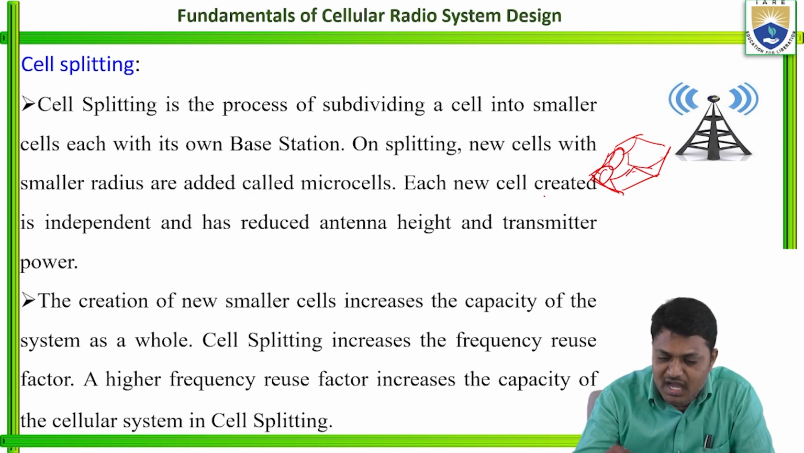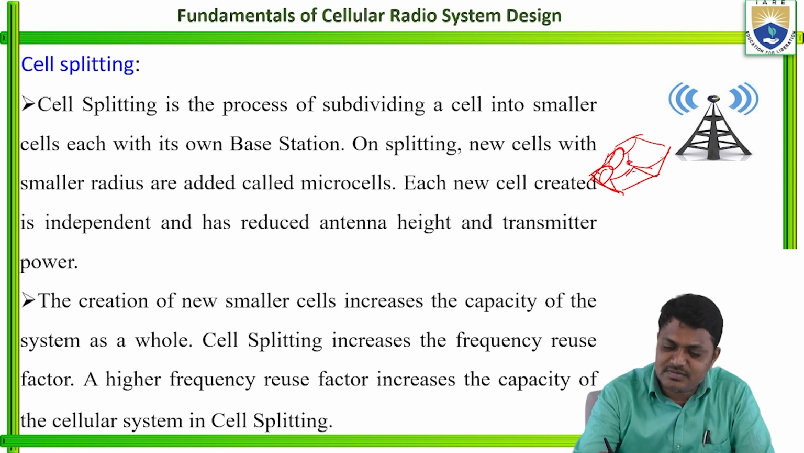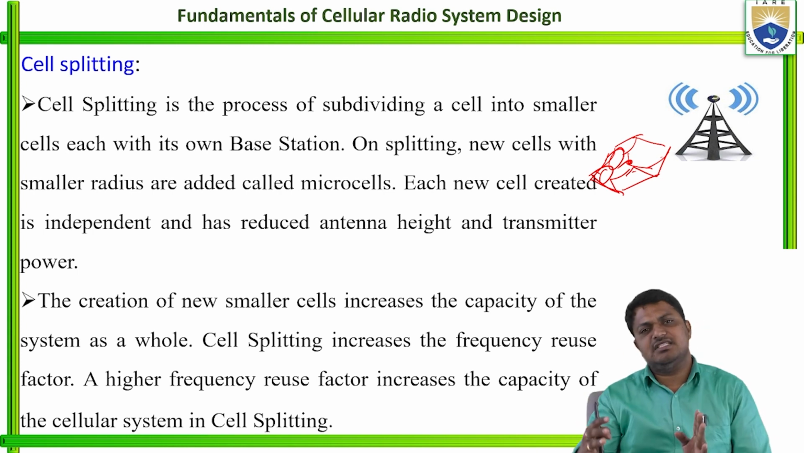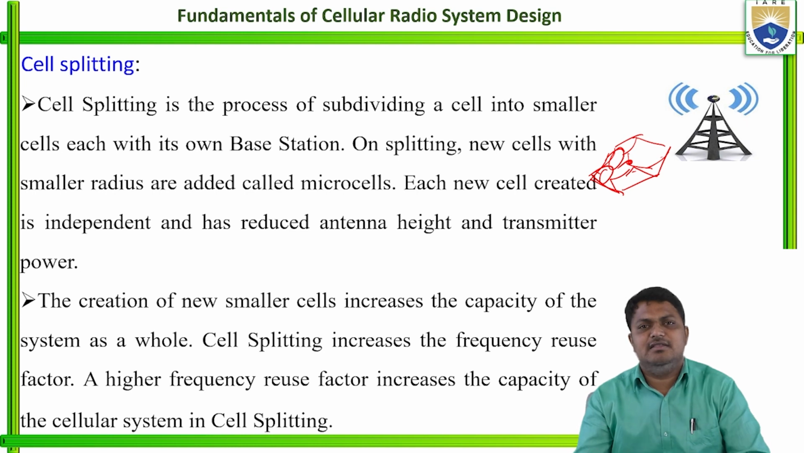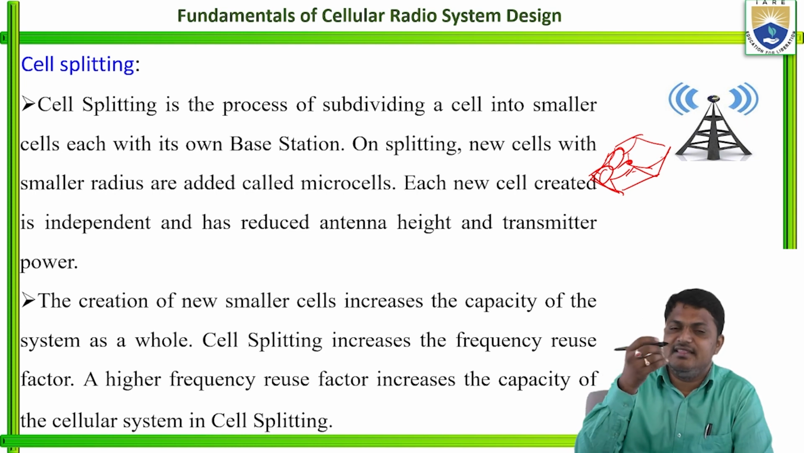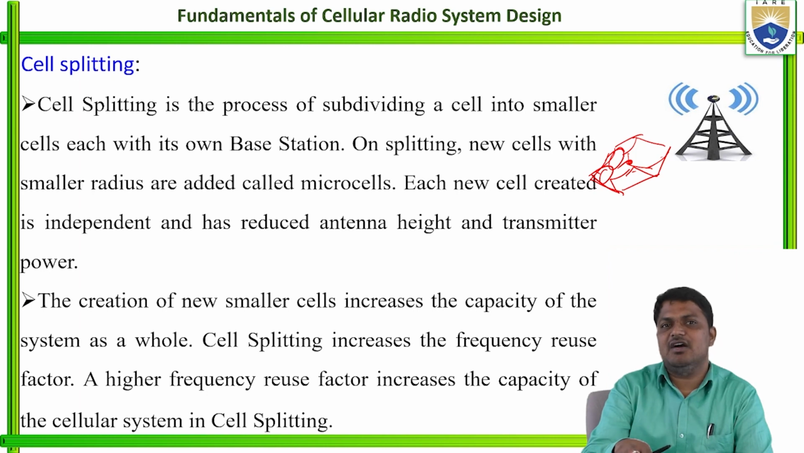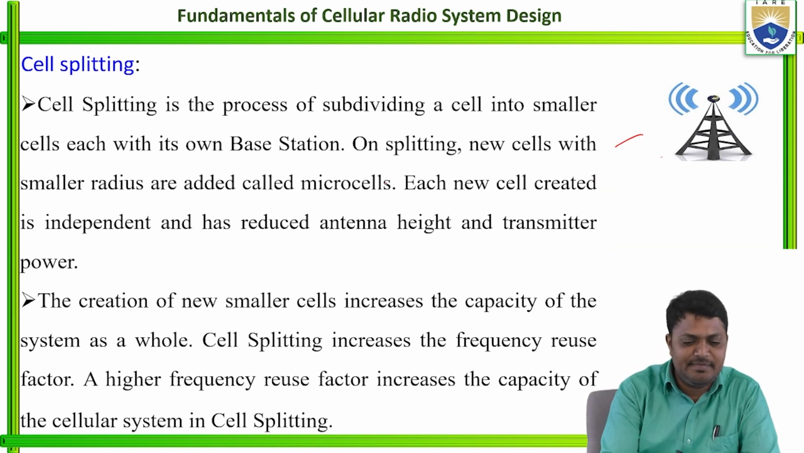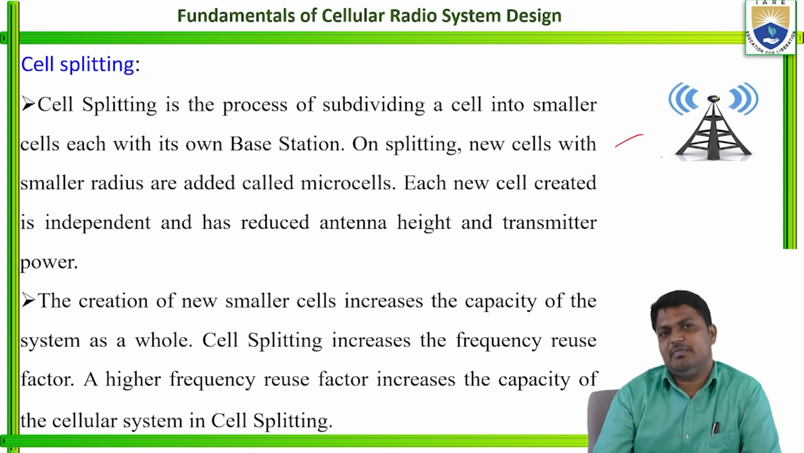Splitting into small cells is called cell splitting. If the large transmission power has its own base station, then when we are dividing the large cell into smaller cells, we automatically assign a small base station to each cell. The smallest cell is called a microcell. Each new cell is created independent and has reduced antenna height and transmitter power.